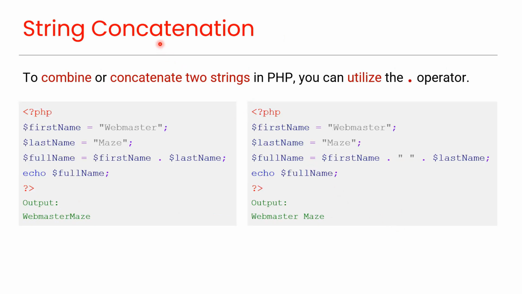String concatenation. To combine or concatenate two strings in PHP, you can utilize the concatenation operator, which is the dot character. As you can see in this code, here we are combining two strings, and you can see the output here. In this example, there is no space between the two strings. To include a space character, add a space like this, and you can see the output here.